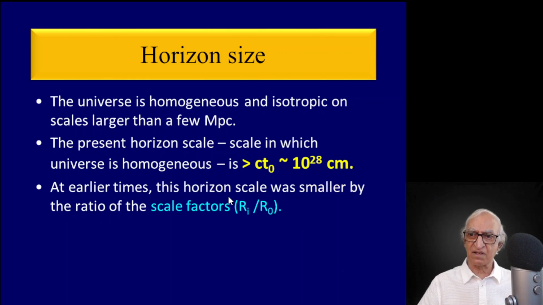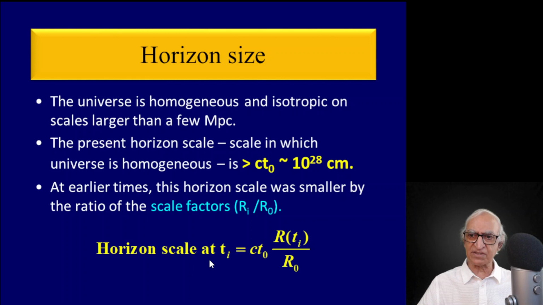At earlier times, this horizon scale over which the universe is presently homogeneous was, of course, smaller because the universe was smaller at that time. Therefore, the horizon scale would also be smaller. The horizon scale at an earlier time will be smaller by the ratio of the scale factors, Ri by R naught, where R naught is the scale factor of the universe today at t naught, and Ri was the scale factor of the universe at time Ti. So if I'm considering the time of the last scattering or recombination, Ti was 300,000 years, and Ri was the scale factor of the universe at that time, which you can calculate from Friedmann's equation.